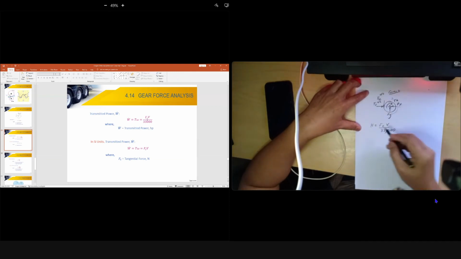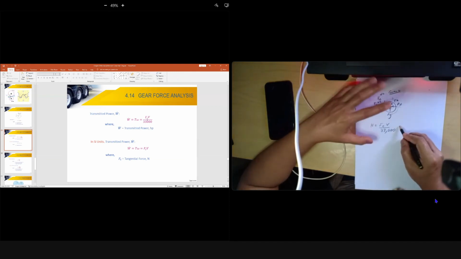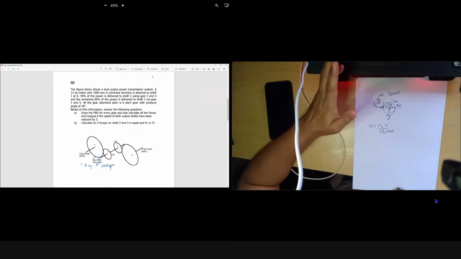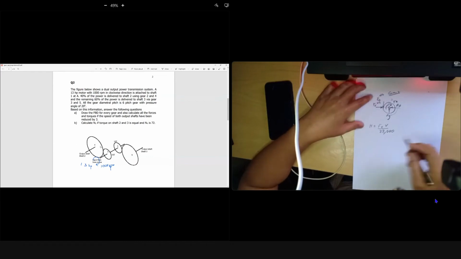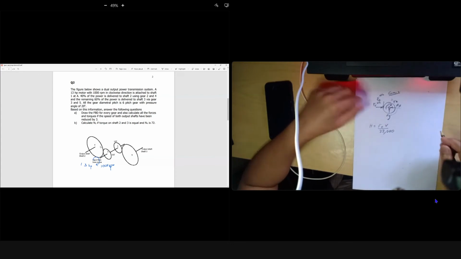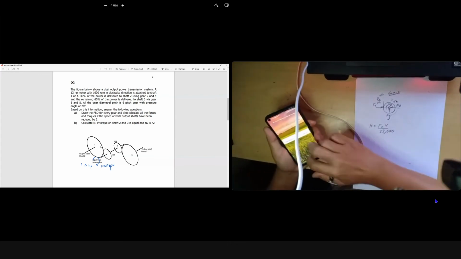So it says that 60% of this power goes to your right and 40% to your left. To shaft 2 is 40%. 40% of the power is delivered to shaft 2. So 40% of this, given that this one was how much earlier? 13 horsepower, right? 40% of 13 is how much?